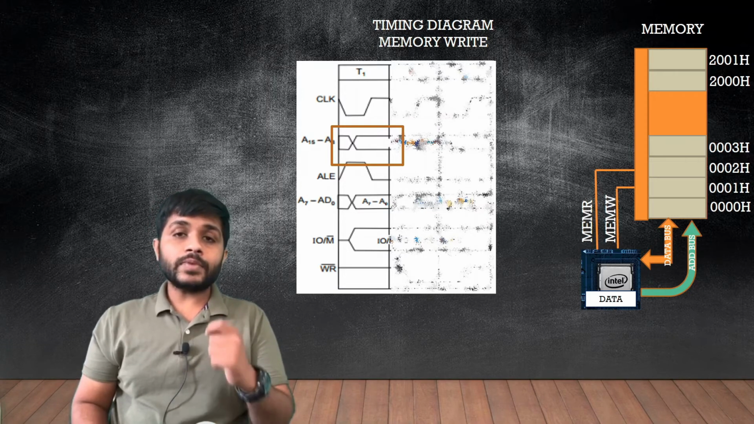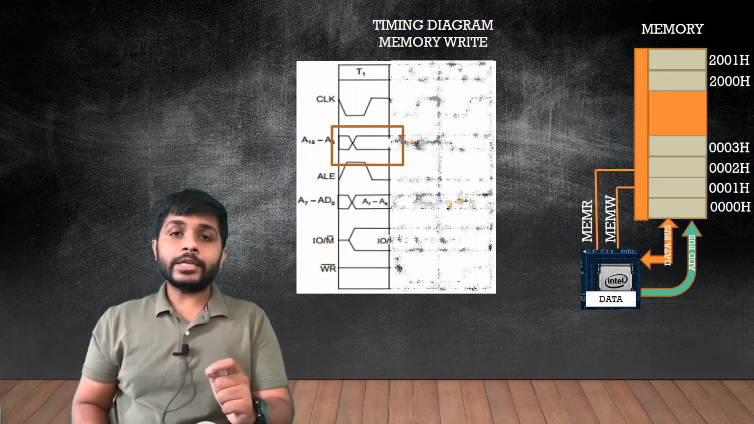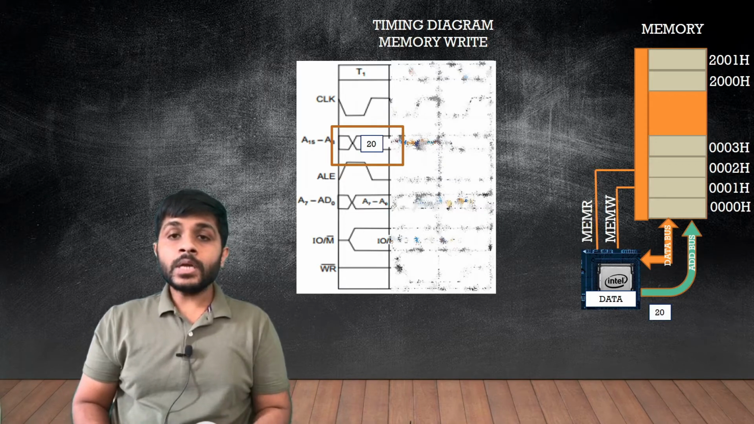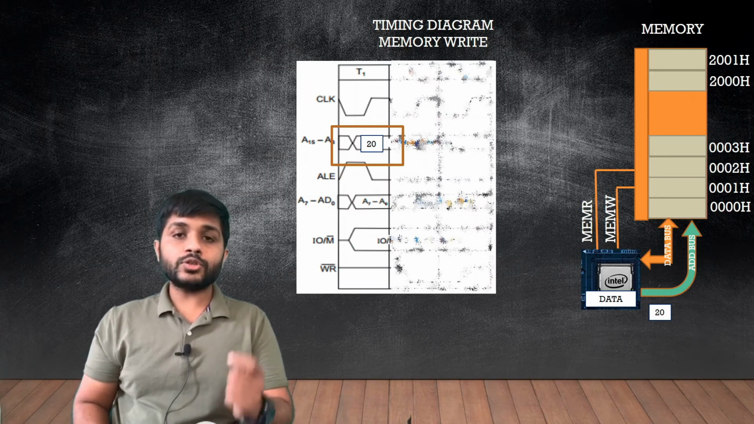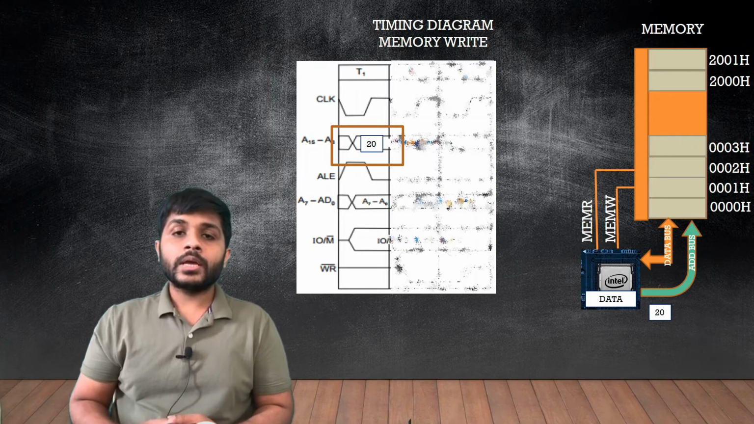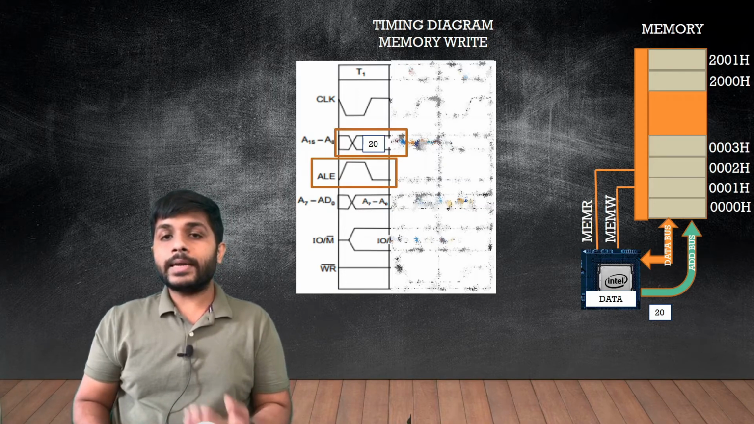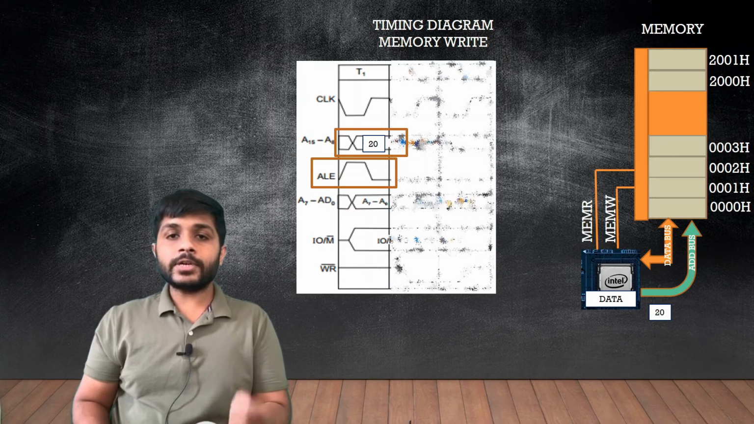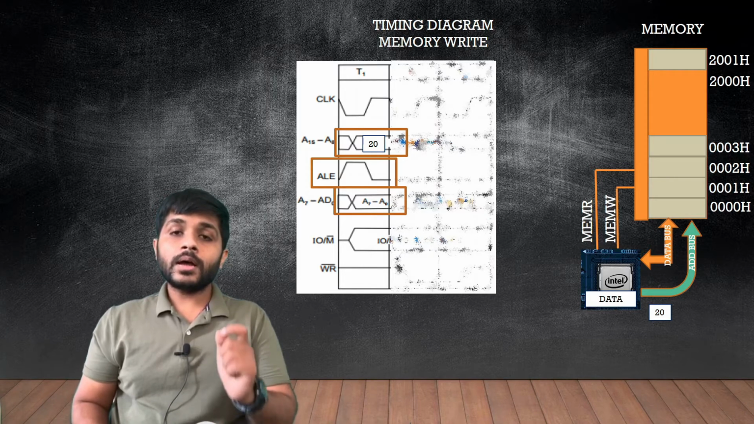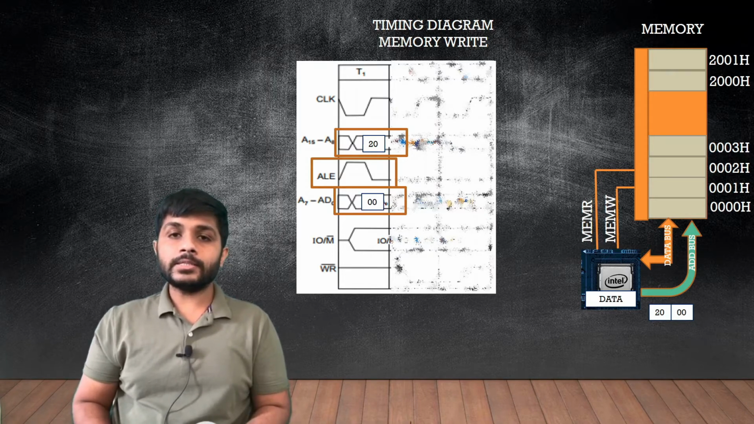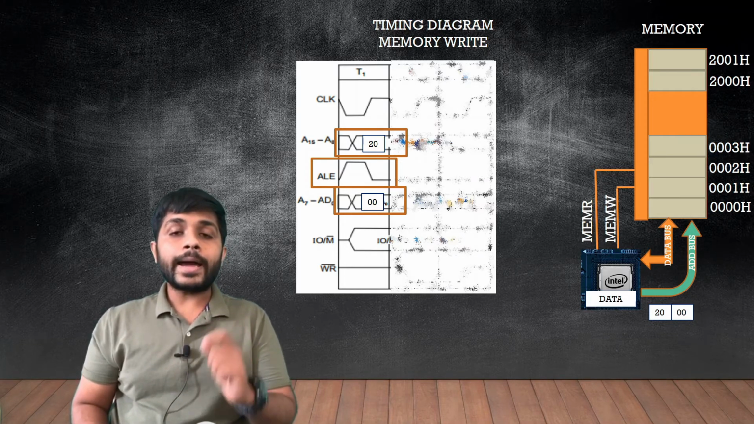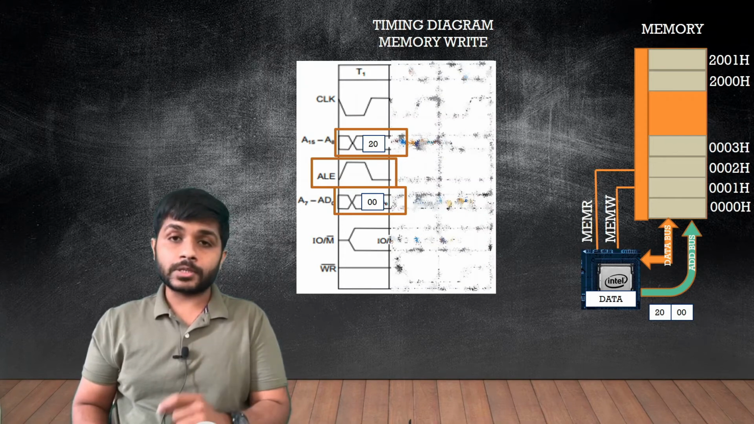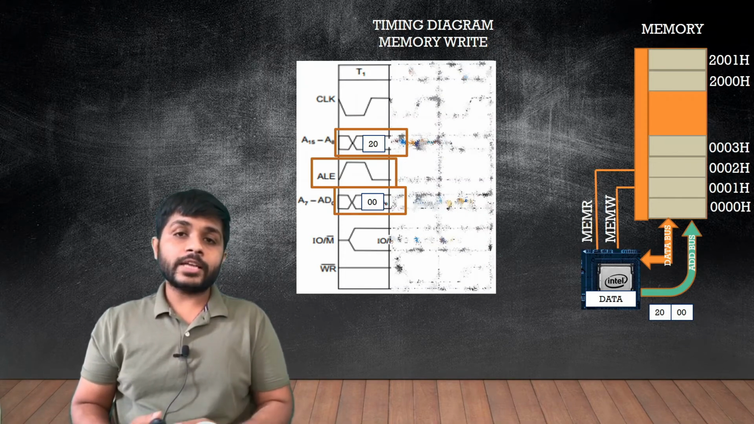So you can see that the processor will put the higher order address in A8 to A15, that is 20. To put the 00 in the AD0 to AD7, the AD0 to AD7 should first be converted into A0 to A7, and for that the processor will use the ALE. When ALE is given, the AD0 to AD7 will be considered as A0 to A7 and the processor will put the lower address in A0 to A7, that is 00. So you can see that the processor has successfully put the address value 2000 in the address bus and the memory has received the 2000H address.